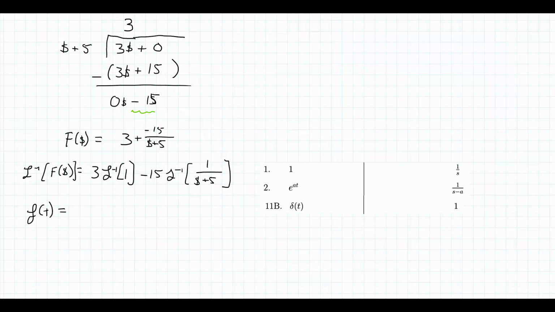Now I have 3 times the inverse Laplace transform of 1. Remember, I'm going from the s domain to the t domain, or time. So this will be 3 times delta of t. That's the Dirac delta, or the impulse function. So 3 times Dirac delta, minus 15 will come along, and now I need the inverse Laplace transform of 1 over s plus 5. Well, that's going to be on this Laplace transform table. So I will be left with e to the negative 5t power.